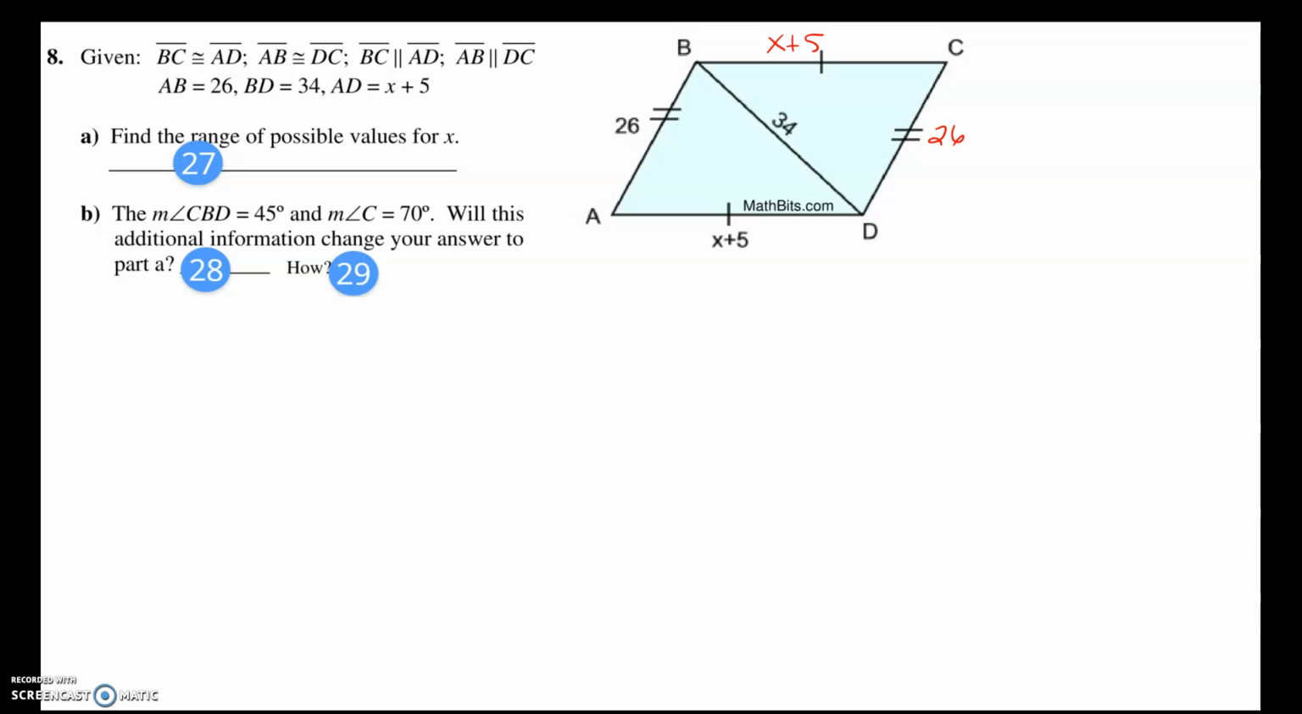And then I also know that I have parallel lines. Now, if they're telling me that I have parallel lines, that means that my alternate interior angles are going to be congruent. So those guys are going to be the same. And I know that these guys here are also going to be the same, alternate interior.